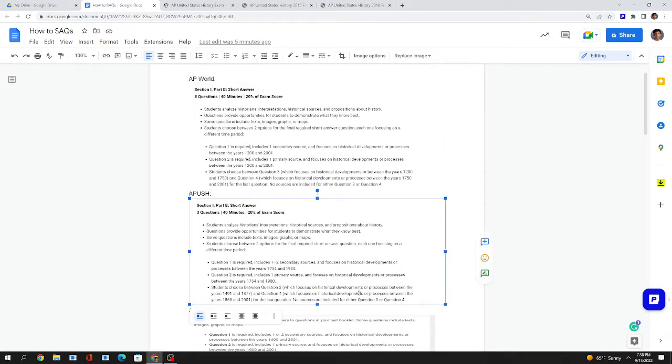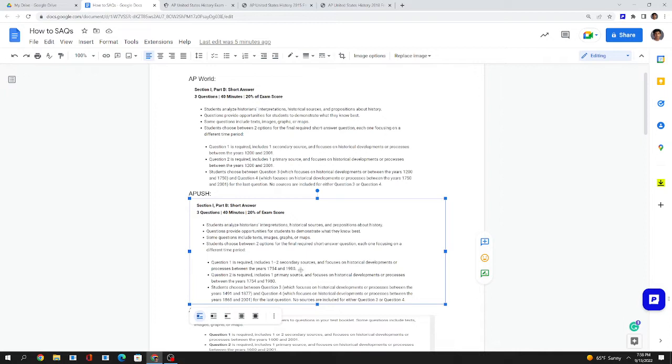What that basically is saying is you either have the option of starting from Unit 1 and going all the way to Unit 5, or going from Unit 5 all the way to Unit 9. And for APUSH, 1754 is the start of Unit 3, and 1980 is the end of Unit 9. So it's Unit 3 to Unit 9 for APUSH.